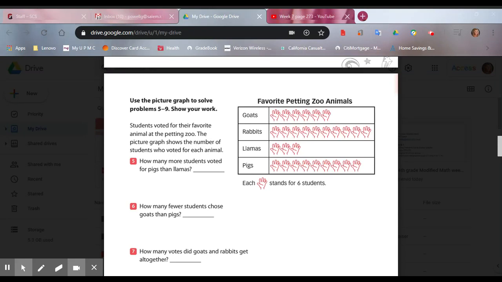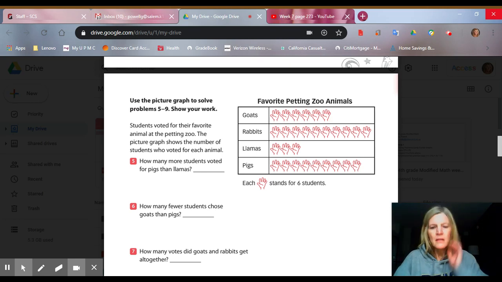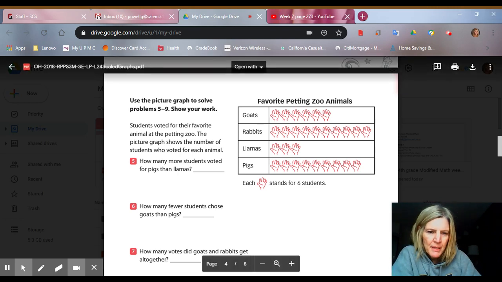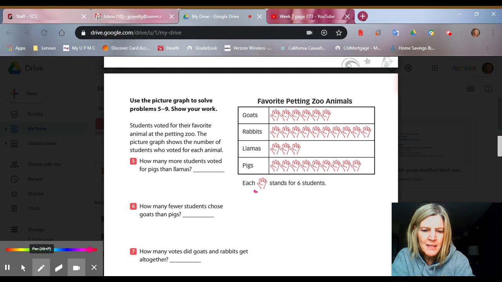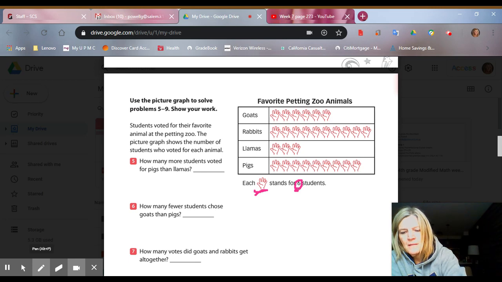Looking at page 2, which is your last workbook page for this week. You're using pictographs to solve problems 5 through 9 and showing your work. Take a look at the pictograph first. You should see the title is Favorite Petting Zoo Animals. Down the left side are the animals that they liked: goats, rabbits, llamas, and pigs. And most importantly, you need to see that each hand symbol stands for 6 students. Right? Very important info.